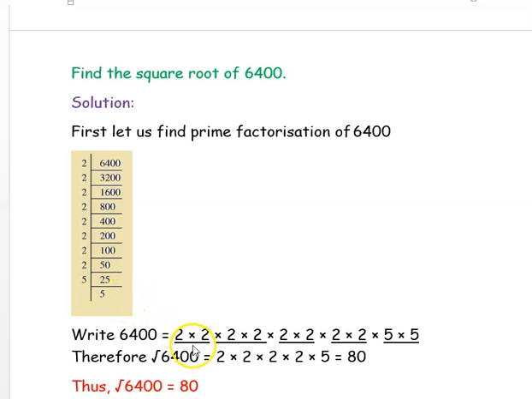So now I am writing the prime factorization for 6400. It's 2, 2, 2, 2, 2, 2, 2, 2, 5, 5. So I have 1, 2, 3, 4 pairs of 2 and 1 pair of 5. So if you multiply all these, 2 times 2 is 4, 4 times 2 is 8, 8 times 2 is 16, 16 times 5 is 80. So the square root of 6400 is 80.